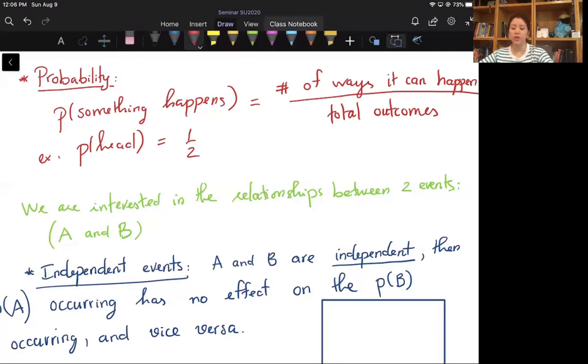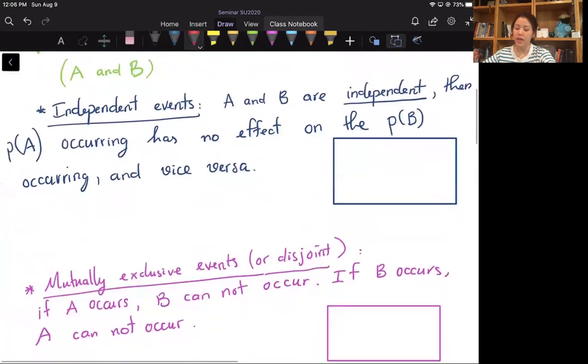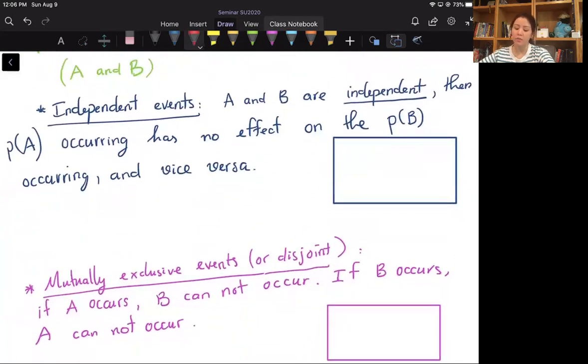Now, suppose that we are interested in the relationship between two events. We'll call them event A and event B. For the first situation, independent events: A and B are independent if the probability of event A occurring has no impact on the probability of event B occurring, and vice versa.